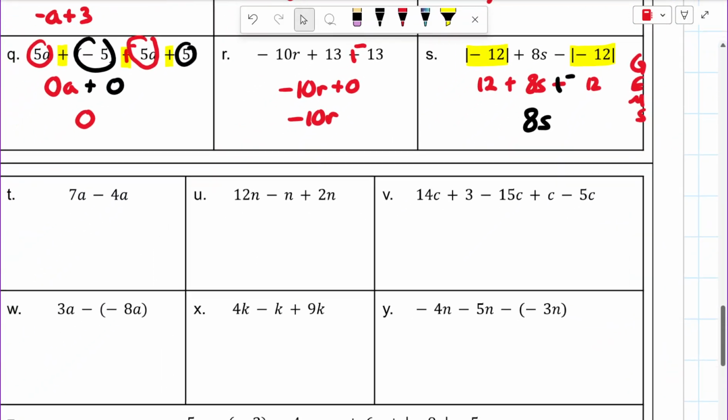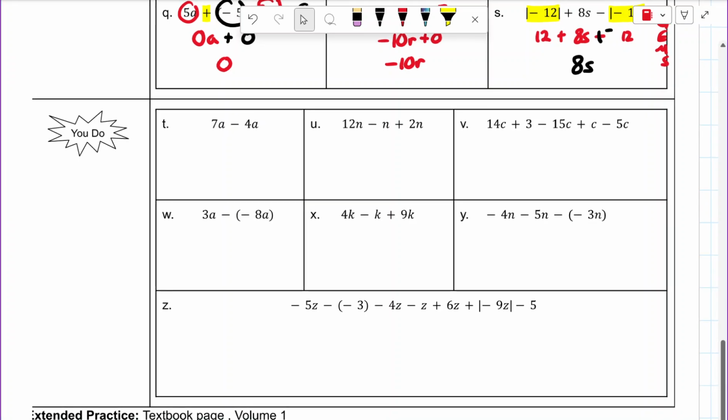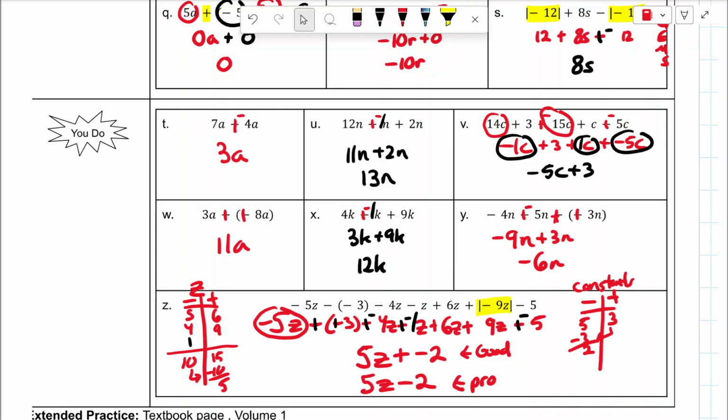All right, it is your turn to pause the video and try these out. We have this colossal problem down here on Z. Just be careful, do what you've learned, and I'm sure you'll be fine. Pause now. Okay, you can see all of them. Take a look at them real closely. If you have mistakes, try and find out what you did, find your errors, and then correct them.